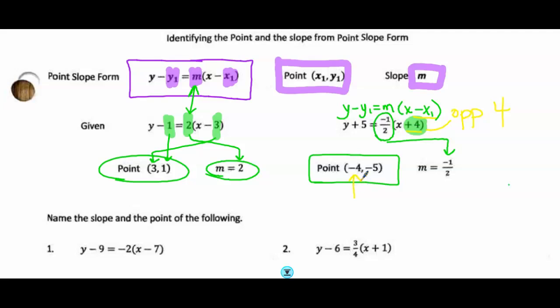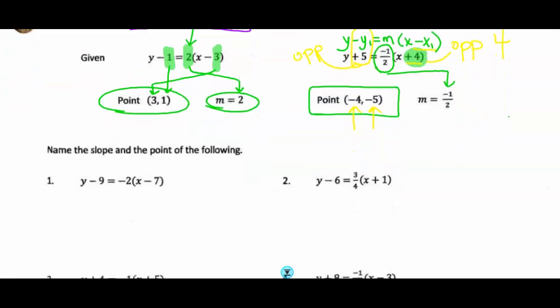The same thing occurs right here. This says minus y1, but it says plus 5, so you need the opposite. You have to pay attention to those things. That's why it says negative 5 here. So go back and watch that again if you're a little bit confused. So we're going to try some together.